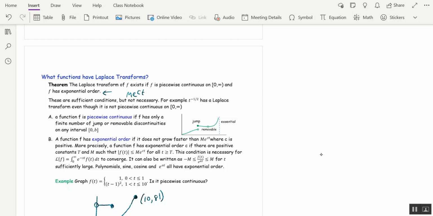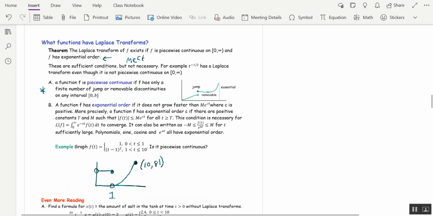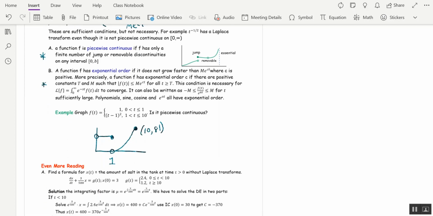Piecewise continuous means you can only have jump and removable discontinuities. Here's the definition right here. No asymptotes. And here's a more thorough definition of exponential order if you're interested. And then in the interest of time, I've already graphed this last function here. And the question is, is it piecewise continuous? Yes, it is. No asymptotes, just one jump discontinuity. And that is the end of this section.